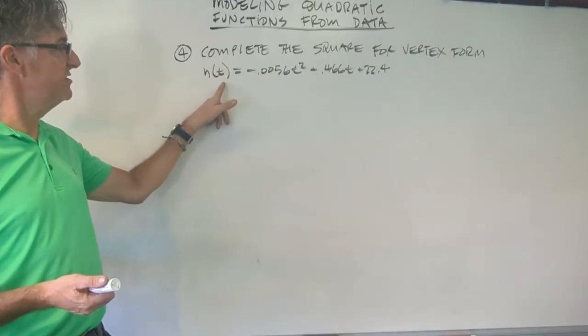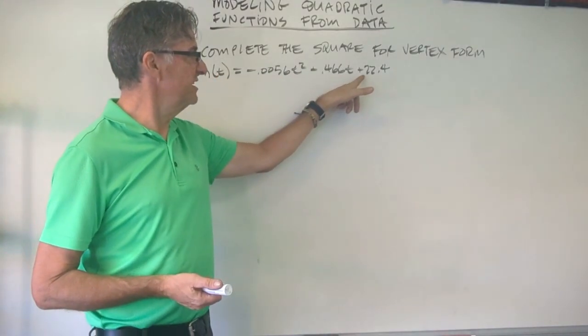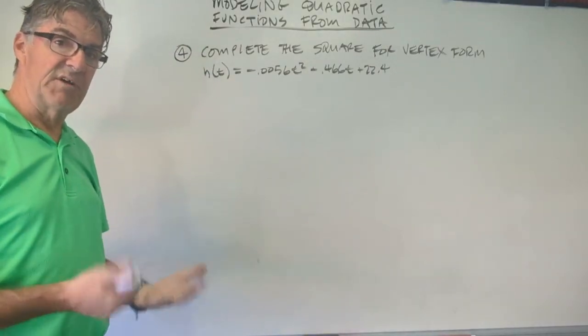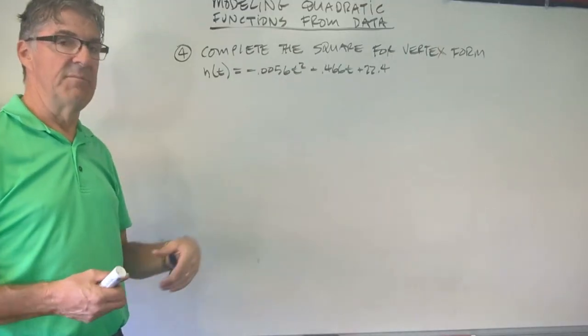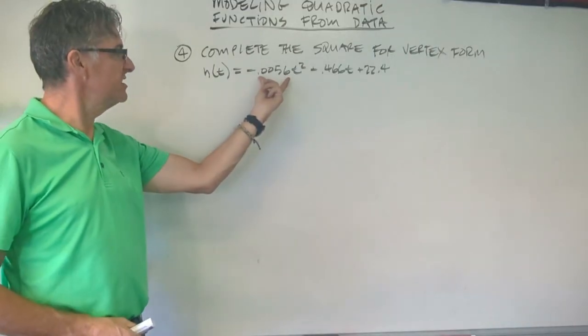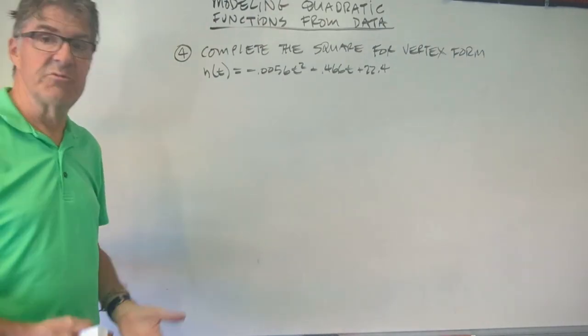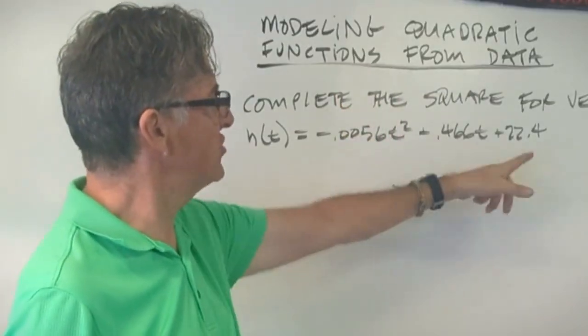Here's our function, h of t, minus 0.0056t squared plus 0.466t plus 22.4. So the completing the square process requires that the quadratic term, the squared term, not have a coefficient in front of it. There can't be a coefficient. So what we're going to do is factor it out.